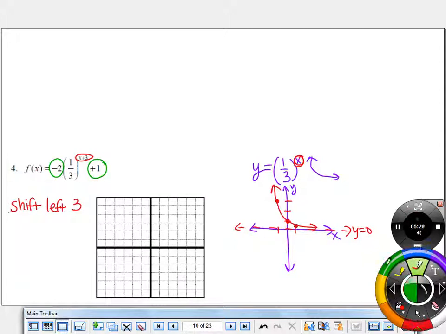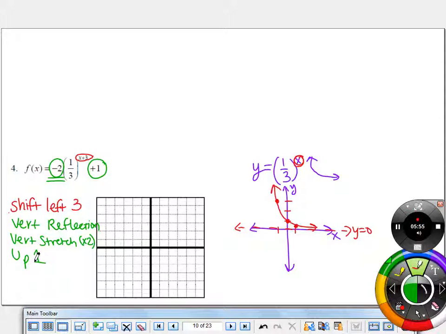Then vertically, first, because of the negative 2 here, we have two things going on. The negative tells me I'm going to have a vertical reflection. The 2 tells me I'm going to have a vertical stretch, specifically by multiplying by 2. And the plus 1 at the end tells me everything is going to shift up 1.